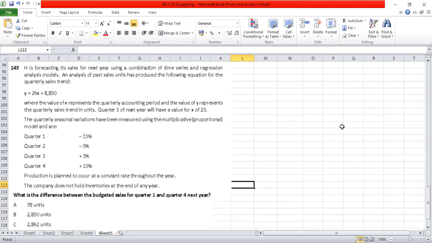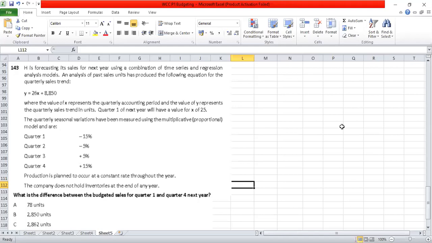Which is forecasting its sales for the next year using a combination of time series and regression. Did we do this one? No, we didn't. Analysis models. An analysis of the past sales units has produced the following equation for the quarterly sales trends. Y is equal to 26x plus 8,850, where the value of x represents the quarterly accounting period and the value of y represents the quarterly sales trend in units.